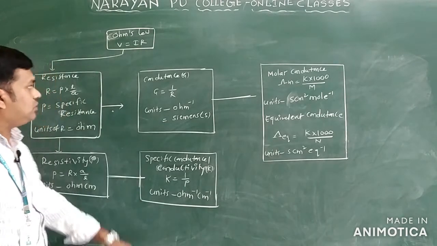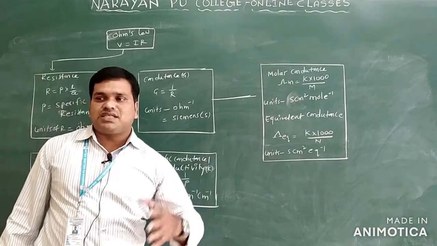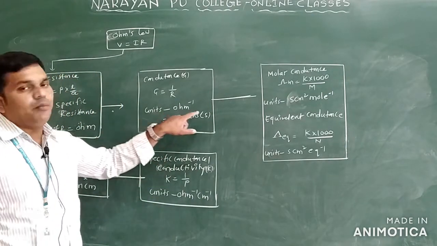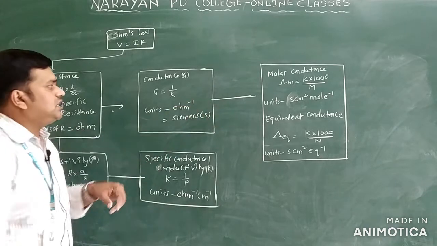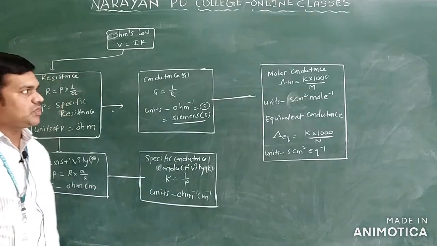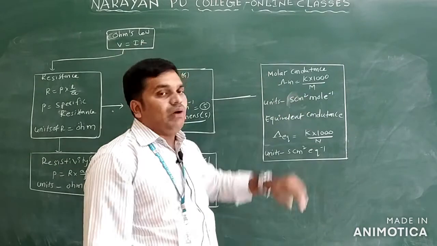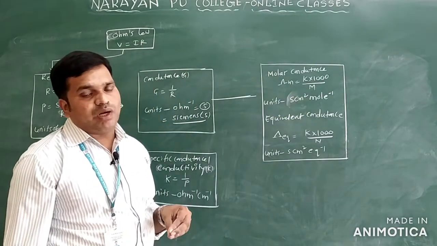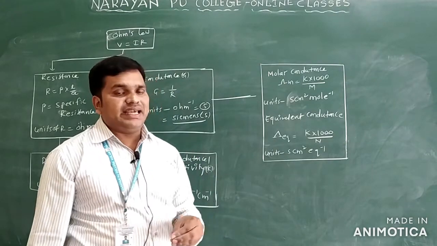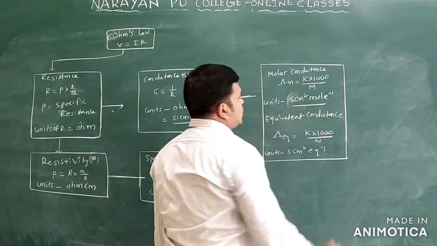Now we can see the conductance. The reciprocal of the resistance is called conductance, G is equal to 1 by R. What are the units? Ohm inverse, which is nothing but 1 Siemen, that is S. From this conductance we will define molar conductance and equivalent conductance. The conductance of 1 mole of electrolytic solution is called the molar conductance, cap M, that is equal to K into 1000 by M. What are the units? Siemens centimeter square mole inverse only.